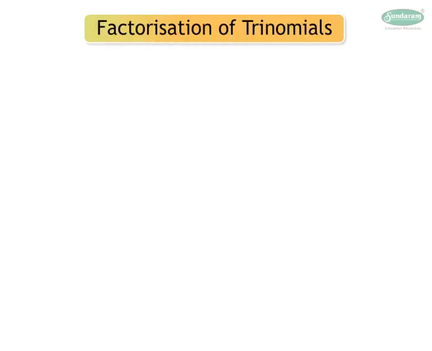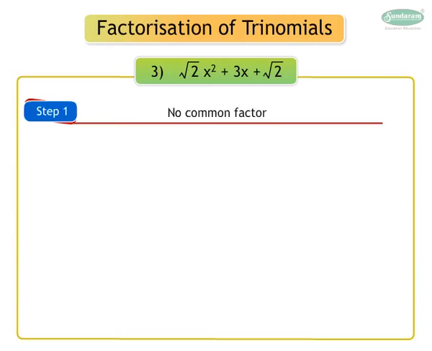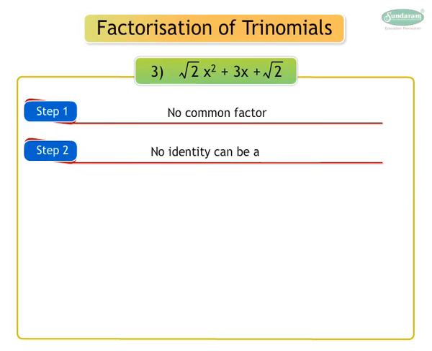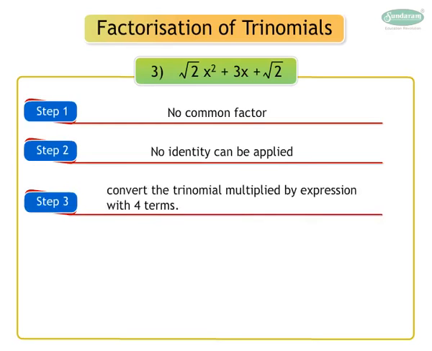Let us take one more example. Let us factorize the trinomial question 3. √2x² + 3x + √2. Step 1. Find common factor. There is no common factor. Step 2. We cannot apply any identity. Step 3. We convert the trinomial into 4 terms.